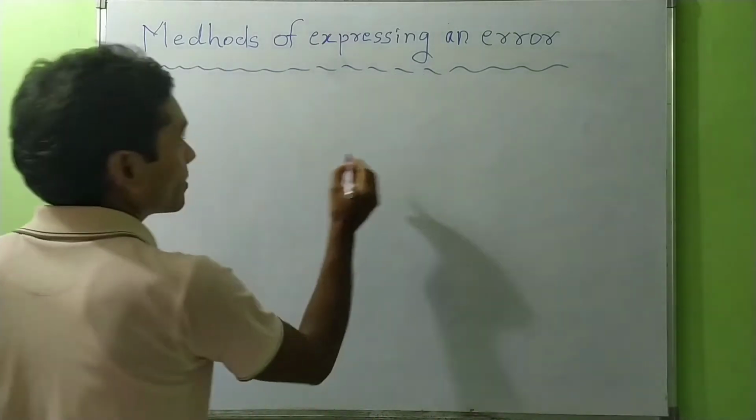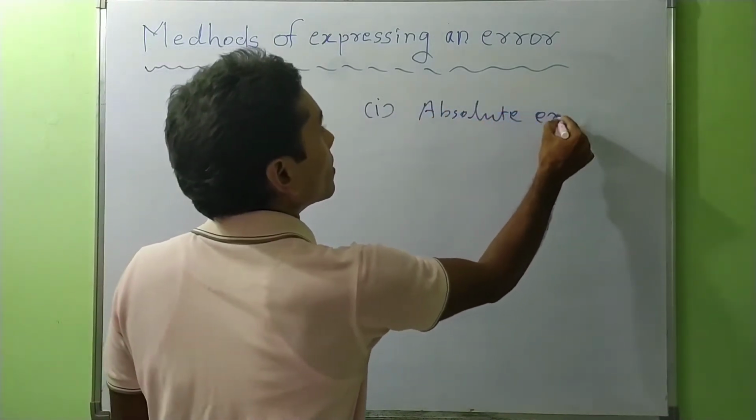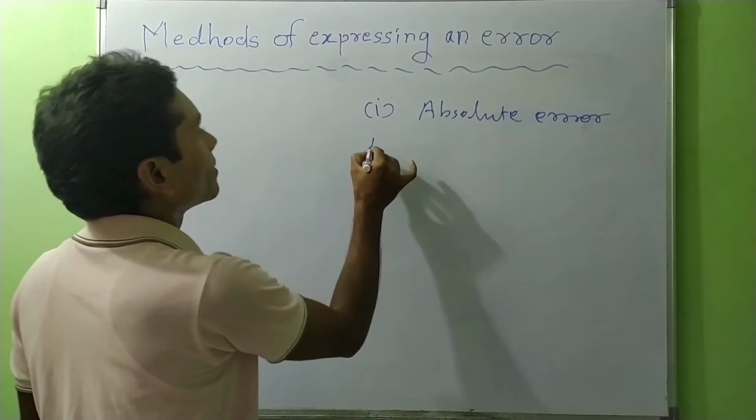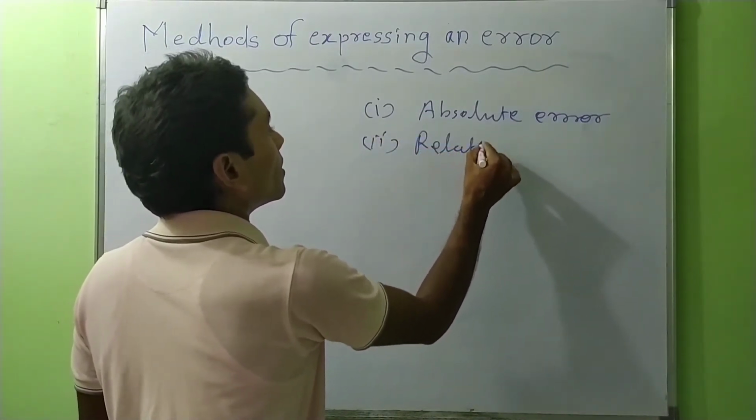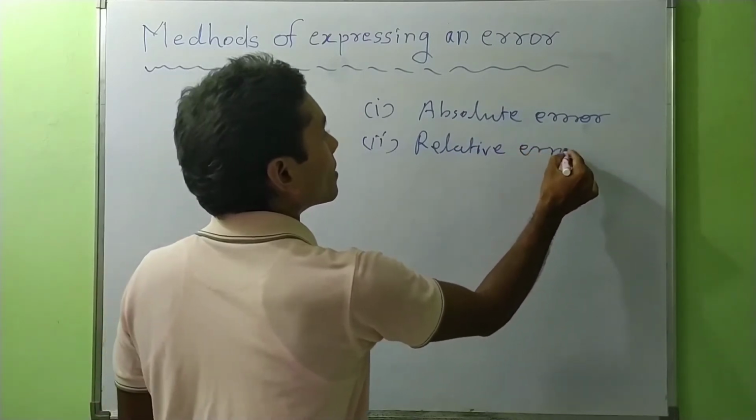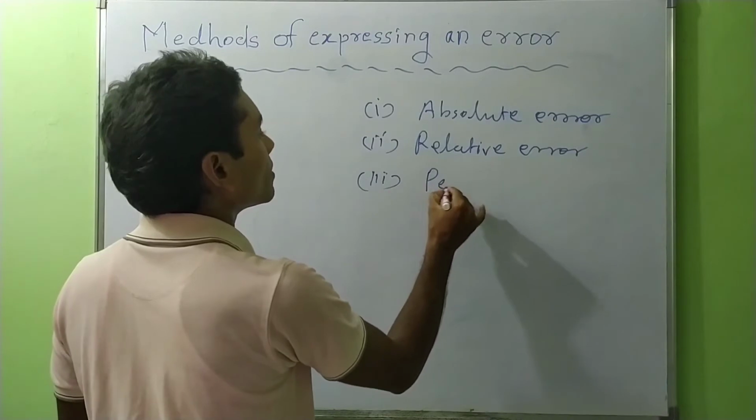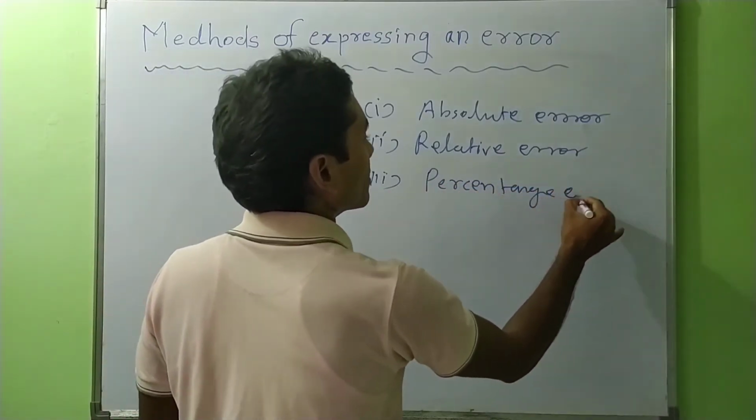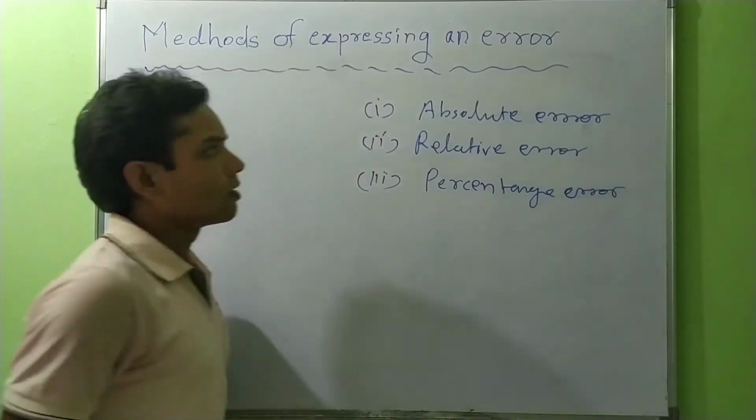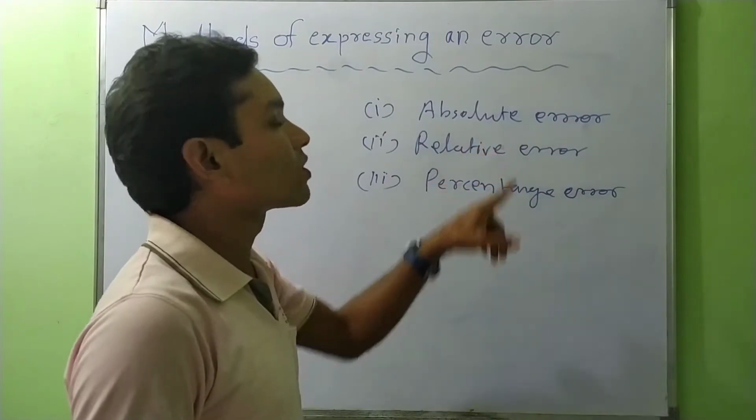First, absolute error. Second, relative error. And third, percentage error. Okay, so first of all, we understand what the absolute error is.